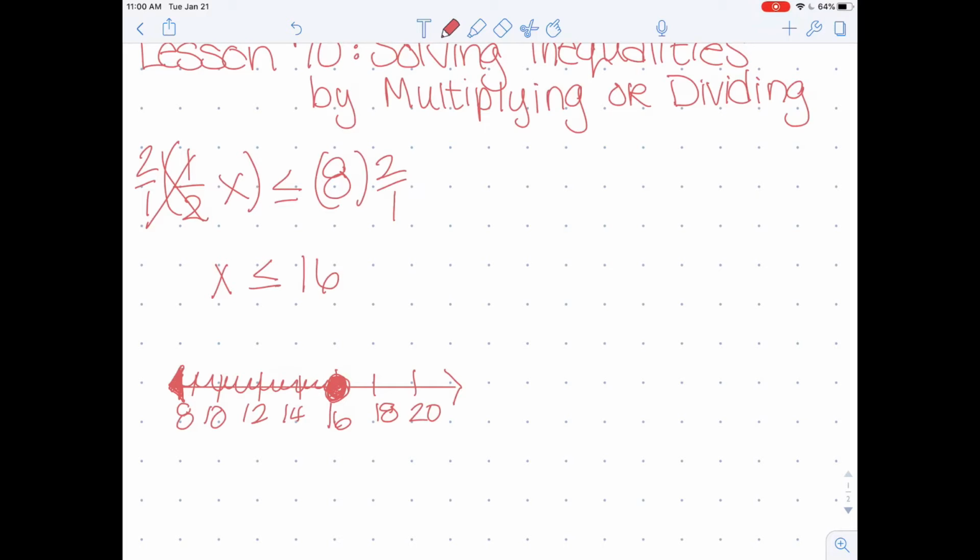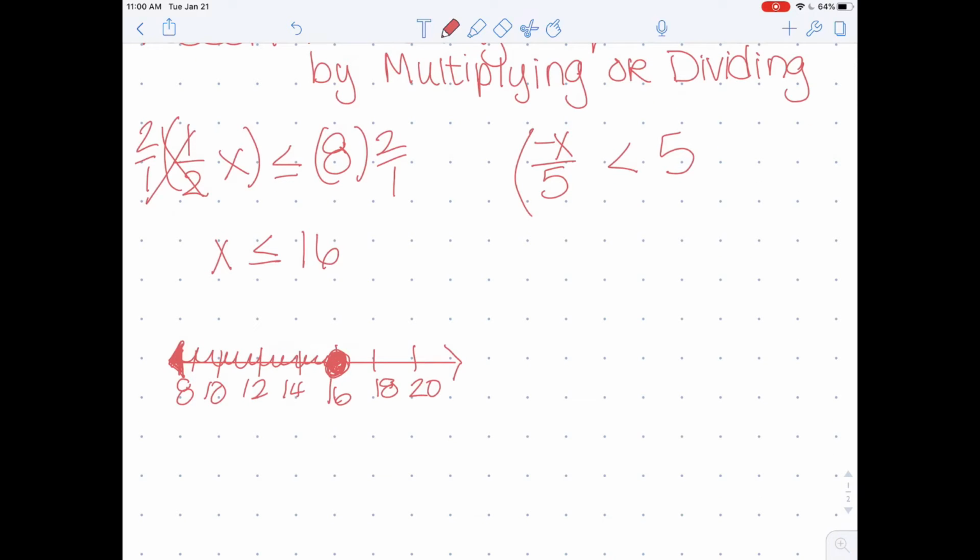So let's try another one. If I've got negative x over 5 is less than 5. Well, all we need to do, this is negative x divided by 5, right? So in order to get rid of the 5, we need to multiply by 5. So negative x is less than 25.